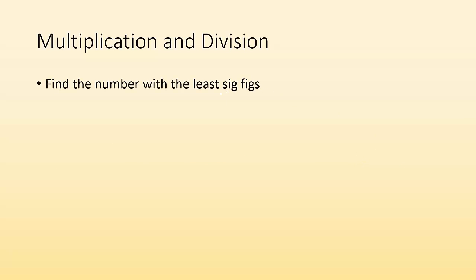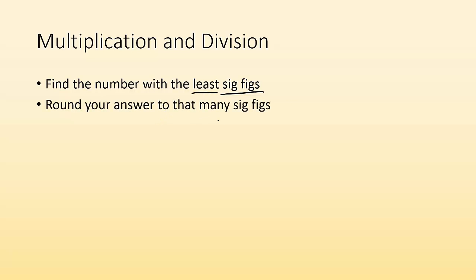All right, so multiplication and division, we got to do something a little bit differently. We're going to look at sig figs instead of precision. So we got to find the number with the least sig figs. So then you need to round your answer to that many significant figures. So, for example, if I had 12 times 12, that's giving me 144. And I got to count my sig figs. I got 2 sig figs and 2 sig figs, so my answer needs to have 2 sig figs.